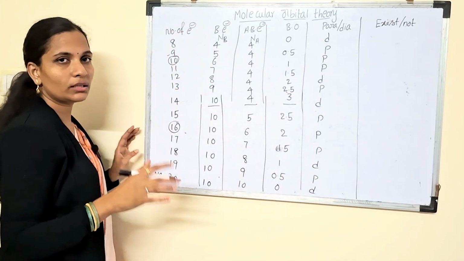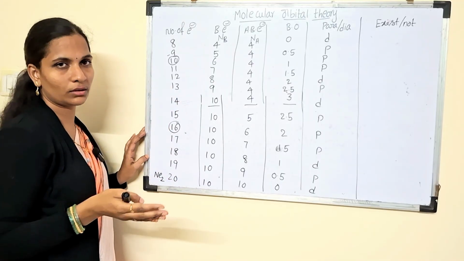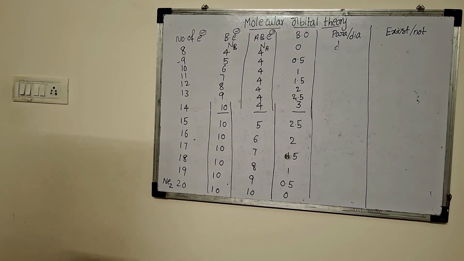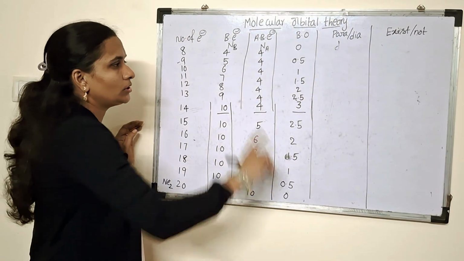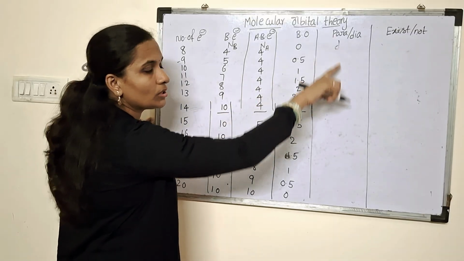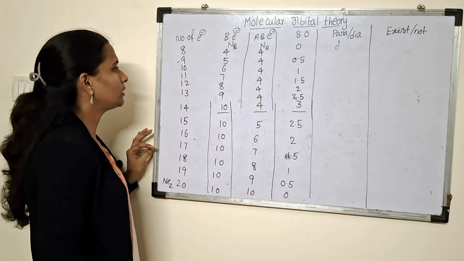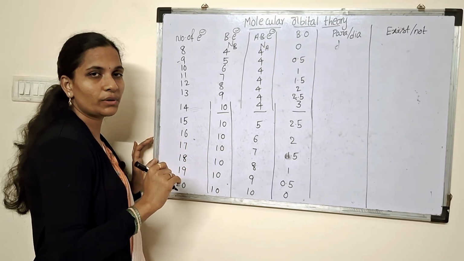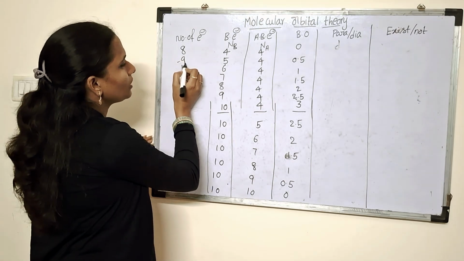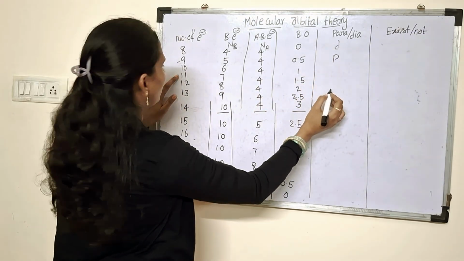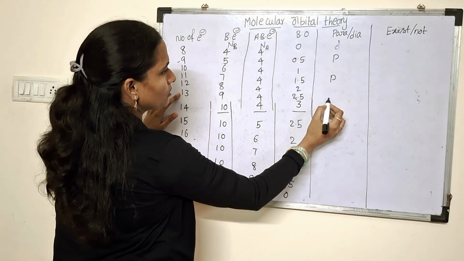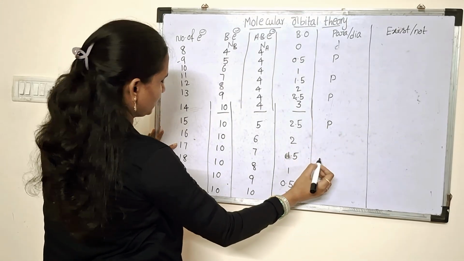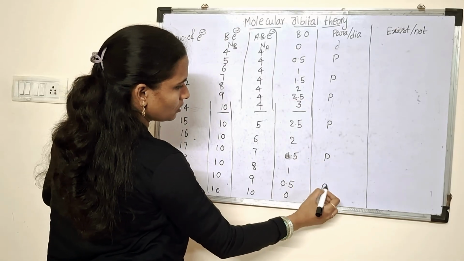So how to calculate para and dia: from 8 to 20 electrons, all odd numbers of electrons are para. That's why 9 means para, and after that 11 para, next 13 also para, next 15 also para, next 17 para, and 19 also paramagnetic in nature.